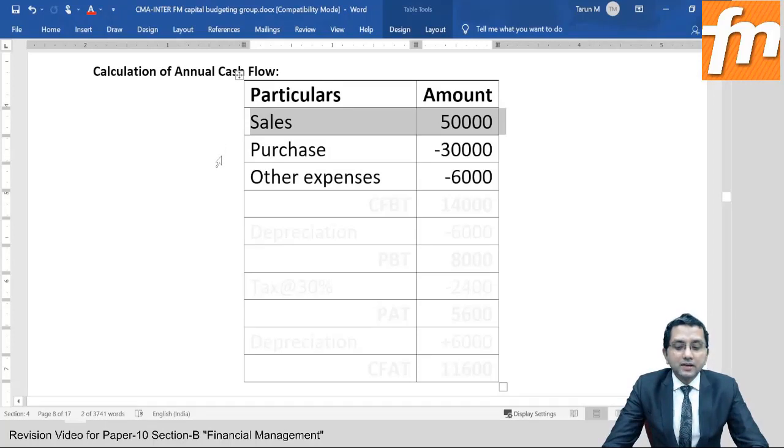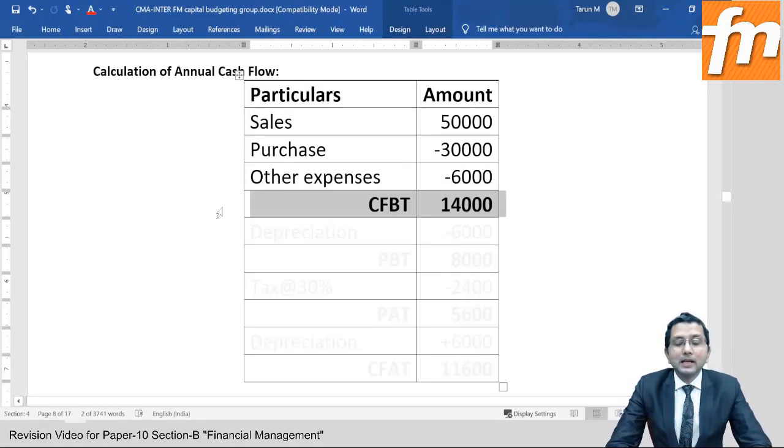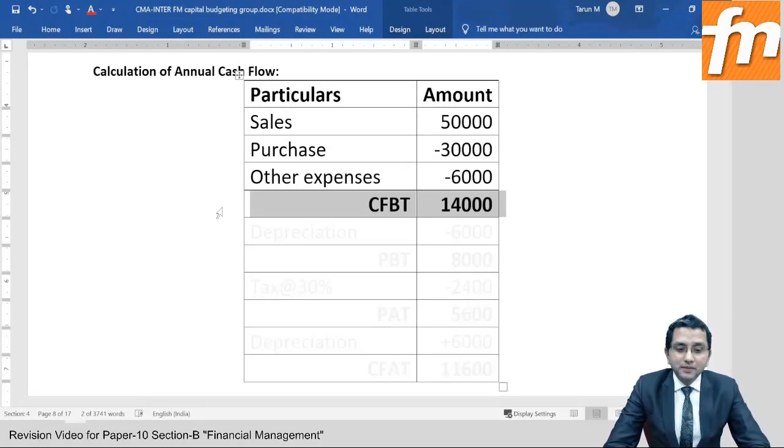So inflow of cash minus outflow of cash gives you cash profit. My cash income is 50,000. My cash expenses are 36,000. So my cash profit is 14,000.